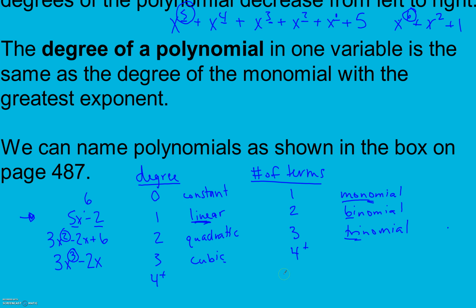These seven words you will be responsible for knowing. They're going to be very common. We're going to use them now to start describing our expressions. So constant is degree 0, no variables. Linear, 1. Quadratic, 2. Cubic, 3. Monomial, 1 term. Binomial, 2 terms. Trinomial, 3 terms. And from there we would just either say fourth degree, sixth degree, or polynomial with eight terms. They don't have special names after that that we're going to use.